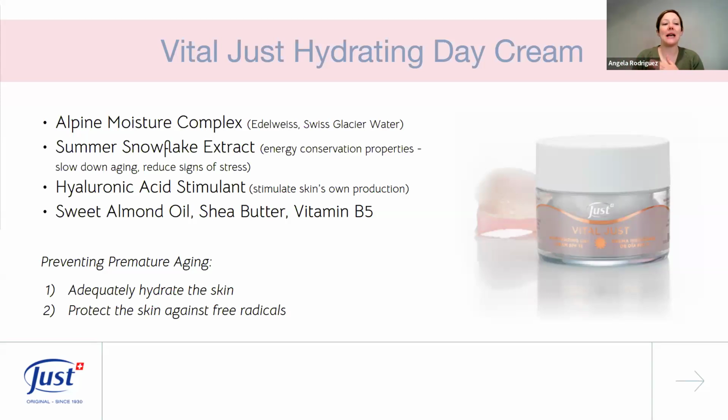So lastly, it has sweet almond oil, shea butter, and vitamin B5 for those really rich moisturizers to protect our skin throughout the day. So this is going to help prevent premature aging by adequately hydrating the skin and protecting the skin against free radicals, which during the day our skin is exposed to a lot of from the environment. So this is really helpful. It's a nice light cream. It absorbs quickly. When you're using our Vital Youth skincare products, you only need between 10 and 20 seconds for them to fully absorb into the skin, which is great. If you're in a rush and you put on your moisturizer, you give it 20 seconds and you can move on to your makeup and other layers that you do with your skincare.